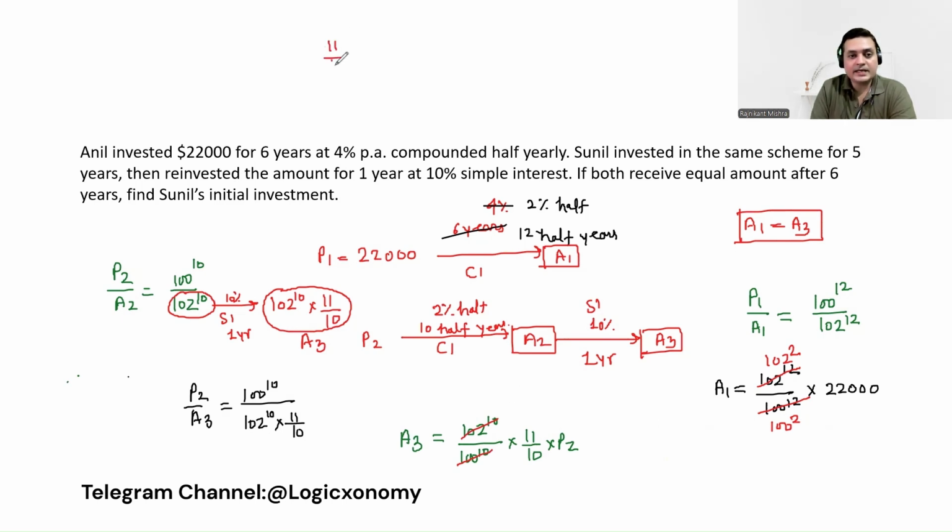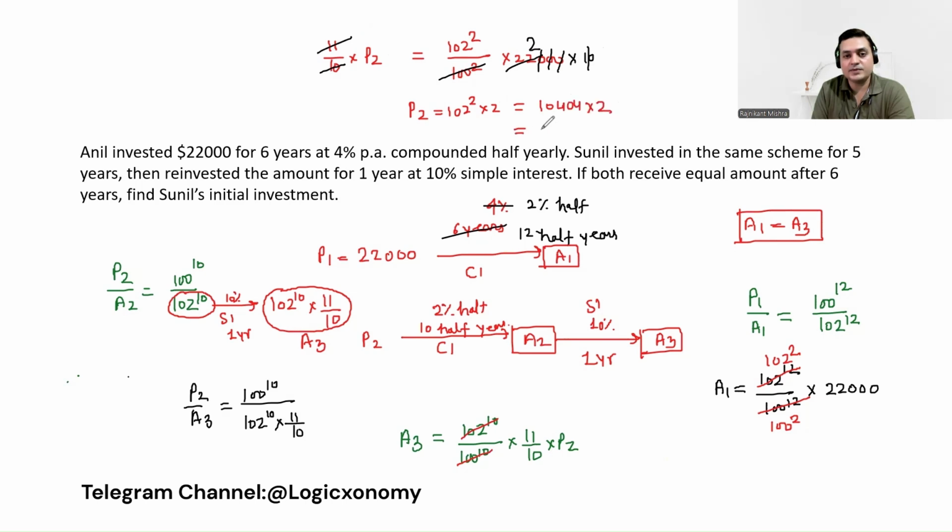Now 11 by 10 into P2 is equal to 102 square by 100 square into 22,000. Transfer this 10 to the right side. There are 4 zeros, since 100 square has 4 zeros, so cancel out these 4 zeros. 11 and 22 cancel, only 2 is left, which means P2 is nothing but 102 square into 2. 102 square is 10404, into 2, so P2 will be equal to 20808. This is the principal amount of Sunil.